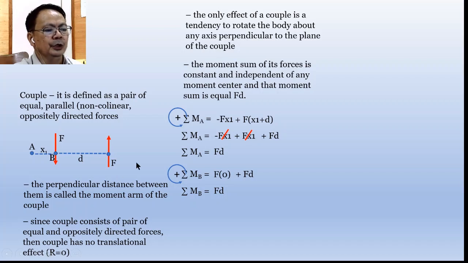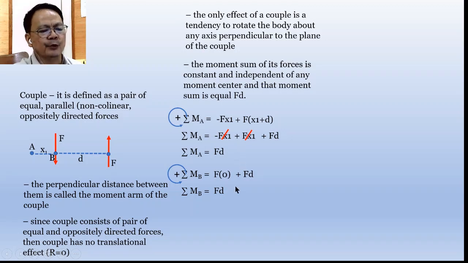You will notice that in our first example, when we take the summation of moment about point A, which is somewhere to the left of the first force, and another point at B, which is directly along the direction of F, we obtain the same value of the moment equal to the product of F multiplied by d.